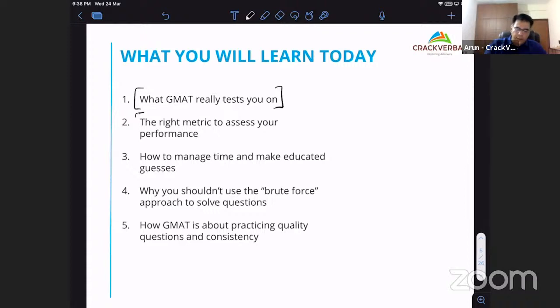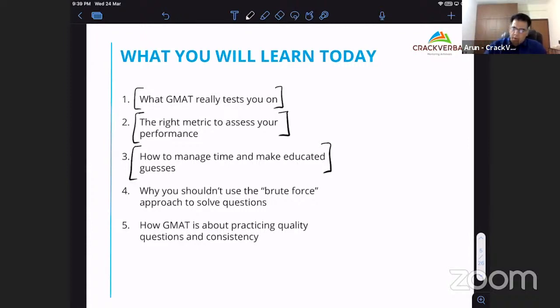Then I'm also going to be talking about what is the right metric to assess my performance. How do I know that I'm improving? I have a lot of students who come and say, Arun, I've been studying, but how do I really improve? How do I learn from what I have done wrong, and how do I move on? So I'm going to give you a framework. I will give you a way by which you can think about how you want to measure your performance. And while we are talking about performance, I'm going to talk about something very, very important as far as GMAT is concerned, which is time management and your ability to make educated guesses. Okay, so I'll be telling you what they are.